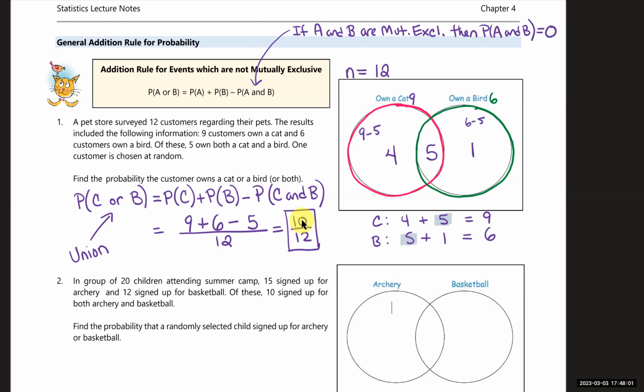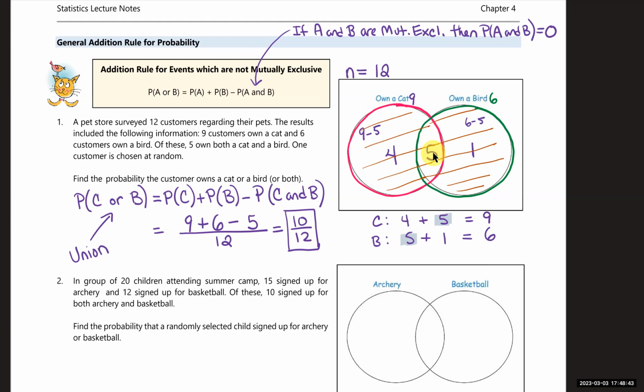Union means take everybody, whether they're part of the cat owner group or they're part of the bird owner group. So instead of using the total plus the total minus the intersection, we could have finished this part of the Venn diagram and just said who's inside the circles. It's 4 plus 5 plus 1 is 10. So that is union and just involves the individual parts of the circles rather than the addition rule, which is the total of the circles minus the intersection.